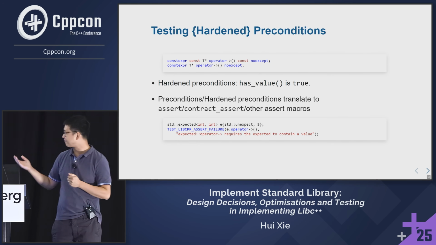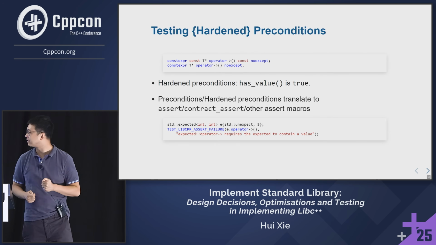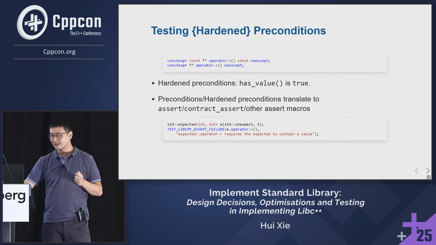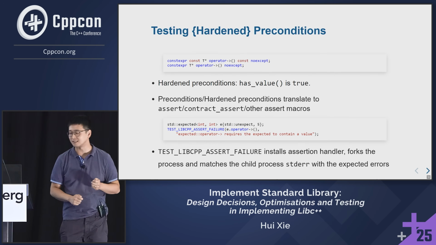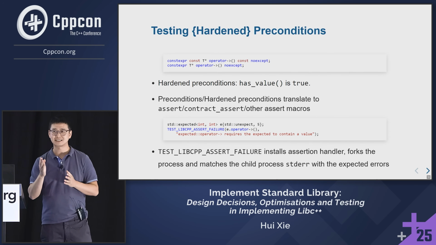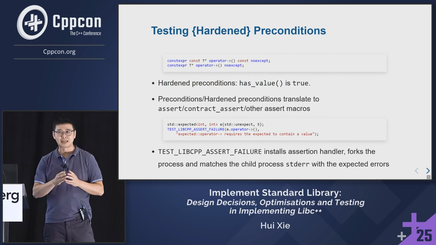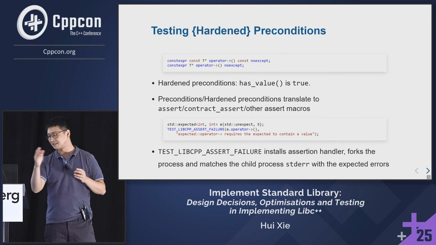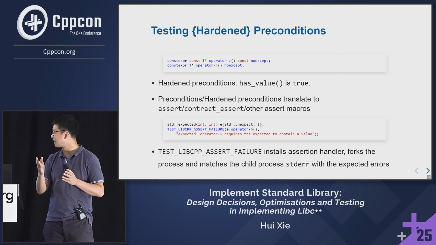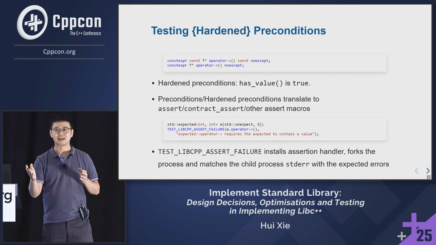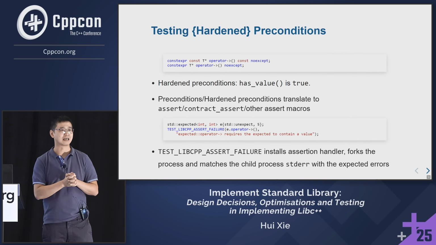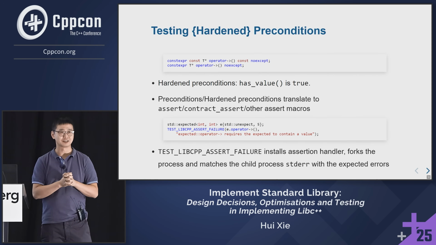And the way we test it, we have another macro, test libcpp assert failure, with an expression and expected error messages. So what this macro does under the hood is that it will install the assertion handler, and then it will fork the process, and then it will let the child process run this expression to fail and trigger the assertion. And then we check the standard error of that child process, and match the error message with that child process. So that's how we test assertion failures.